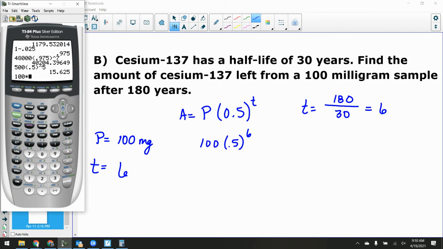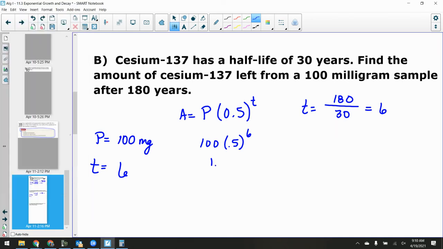100 times 0.5 to the 6th power, and that's going to be 1.56. I'll say 1.56 milligrams. Because one cycle is going to get me down to 50, 2, 25, 3, 12 and a half, 4, 6 and a quarter, 5, 3 and something, 6, 1.56. Good.